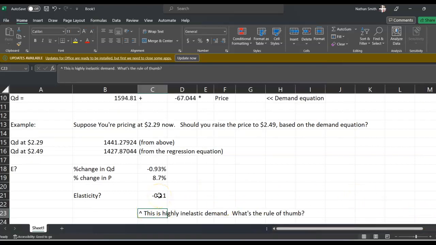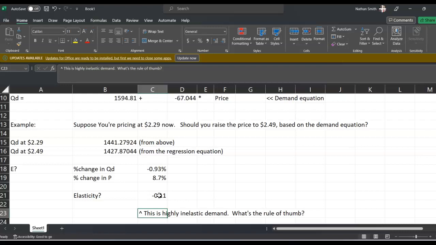So now we can kind of bring everything together that we're learning. Minus 0.11 you want to recognize as inelastic demand. It's very close to zero. So what's the rule of thumb? When you have inelastic demand, a price increase is generally going to be the smart play because it's going to increase revenue. So if this firm was primarily focused on increasing revenue, it would strongly consider going ahead and increasing price to $2.49.